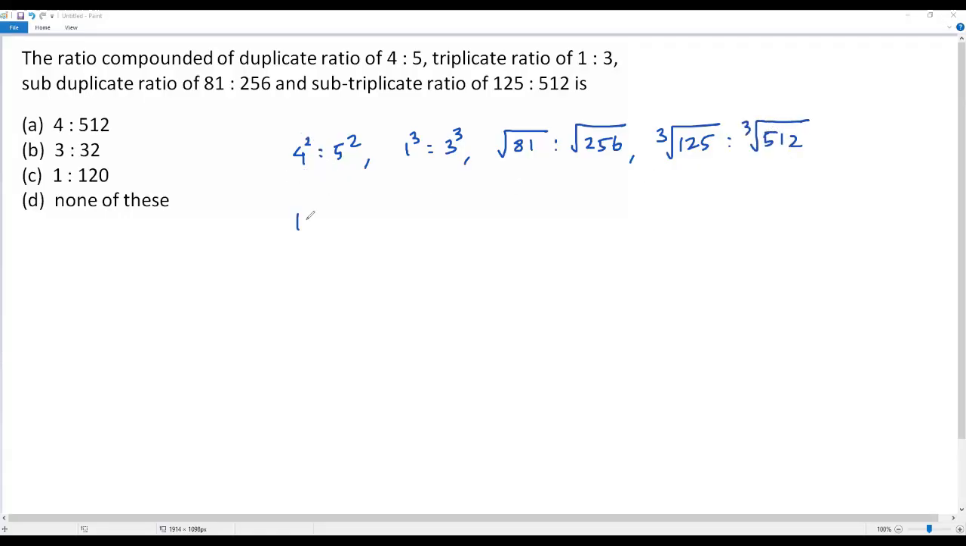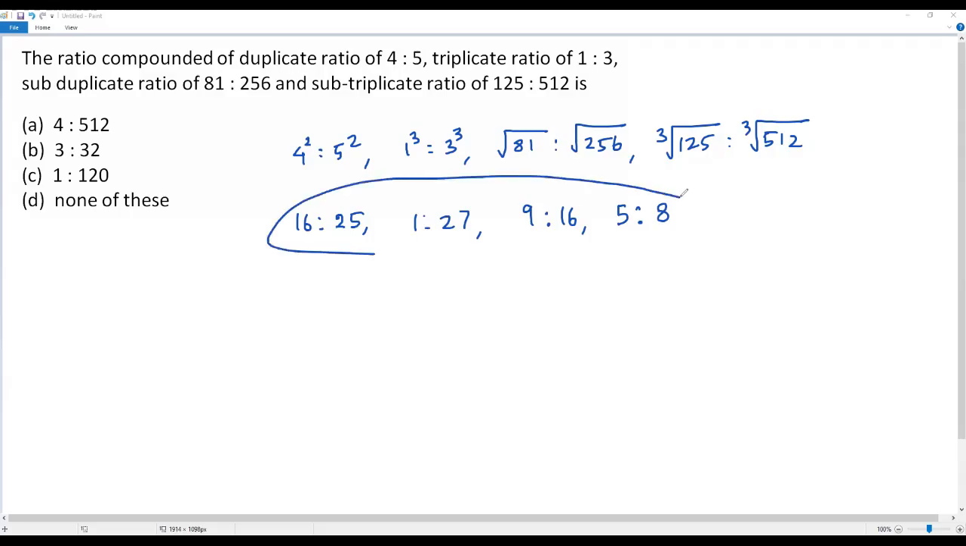So 4 square is 16 and 5 square is 25. And now when I evaluate this one, I'm getting 1 to 27 because 1 cube is 1, 3 cube is 27. Square root of 81 is 9 and square root of 256 is 16, that is 9 to 16. Cube root of 125 is just 5 and cube root of 512 is 8. Okay, now I have to find the ratio component of these four ratios.